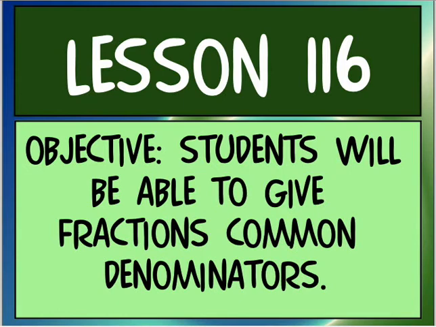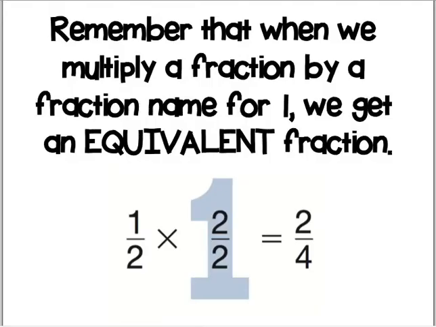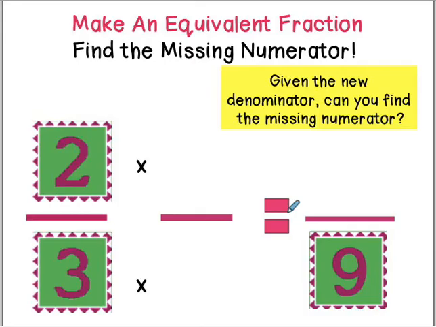Welcome to lesson 116. Today we're going to be practicing giving fractions a common denominator. Now let's recall that when we multiply a fraction by a fraction named for 1, we are always going to get an equivalent fraction. Here we have 1/2 times 2 over 2, which is a name for 1, equals 2/4. 1/2 and 2/4 are equal fractions, they just have different numbers.